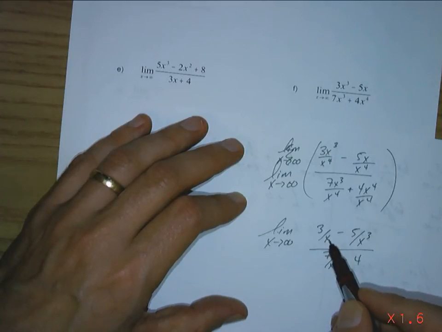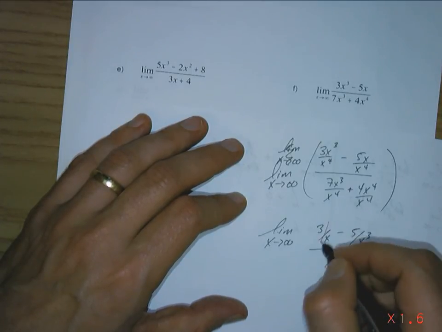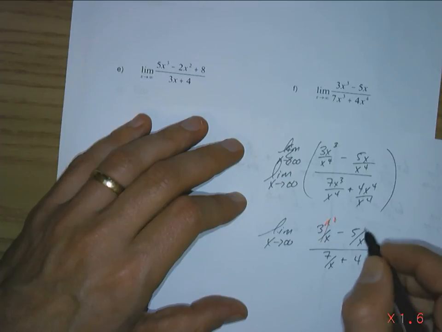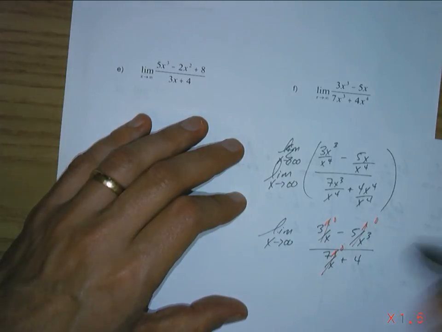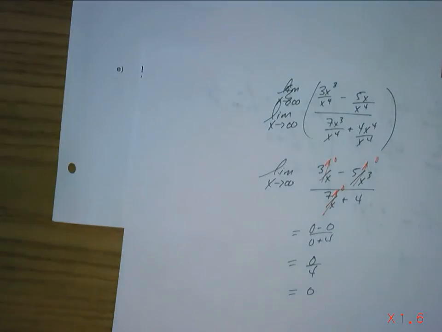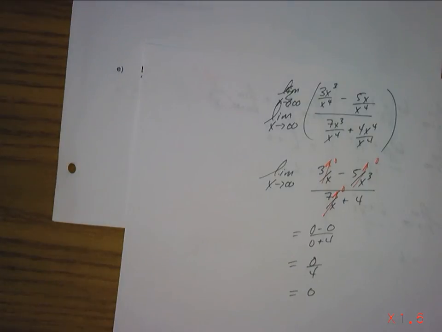This gets larger and larger and larger, so this entire fraction becomes closer to 0. Same argument here, same argument here. What we get left with is 0 subtract 0 over top of 0 plus 4, and you're left with 0 over 4, which quite simply is 0. And that's a good answer. We're fine with that answer.